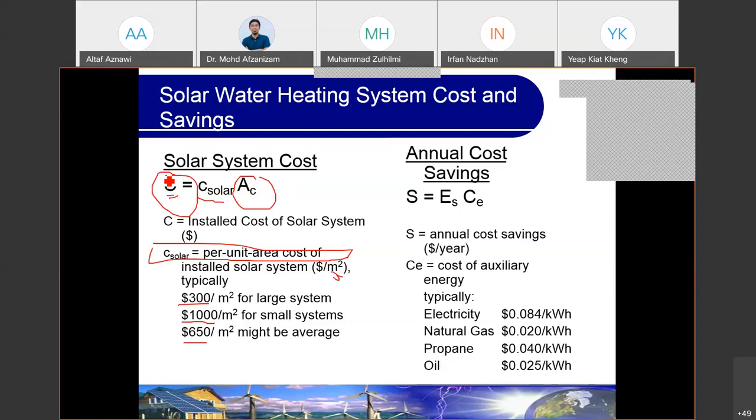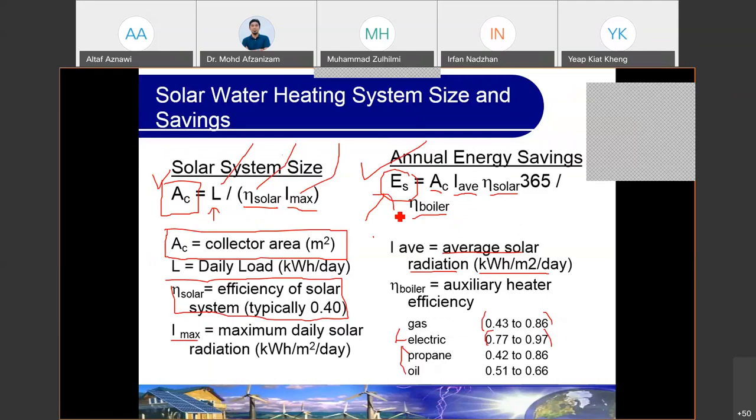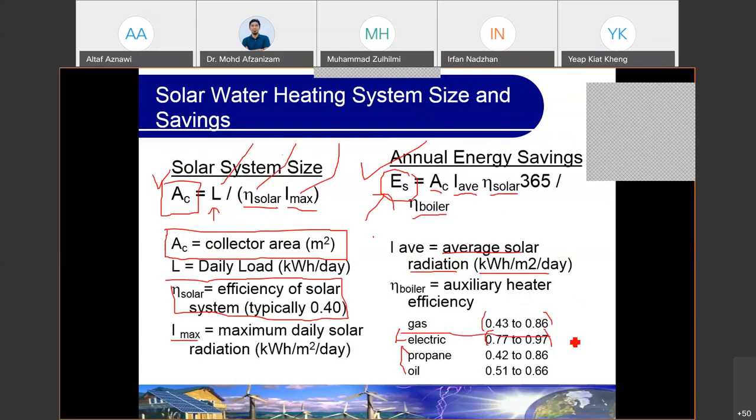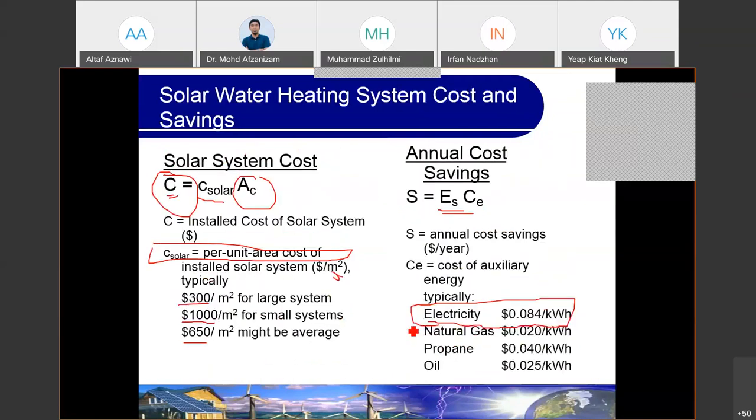And then annual cost saving. You have the ES, which is the annual saving from the previous calculation, ES over here. And then the CE, cost of auxiliary energy. Let's say you are using electricity, for example, and then that's the rate of the cost of auxiliary energy. You have this one and this one, and you can get the annual cost saving. So it will be in the form of per year, meaning you have the saving on a yearly basis.